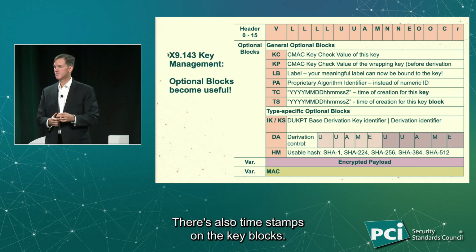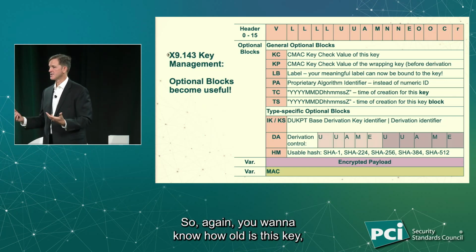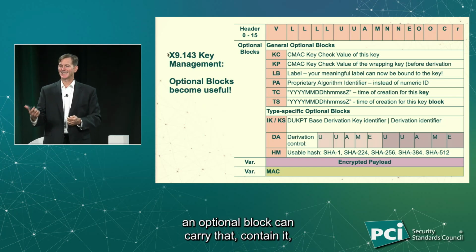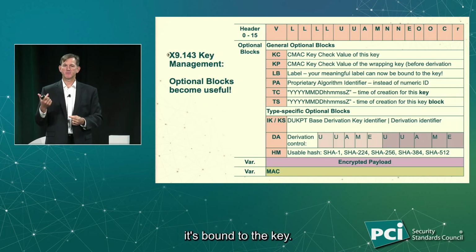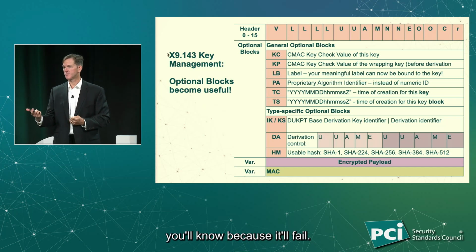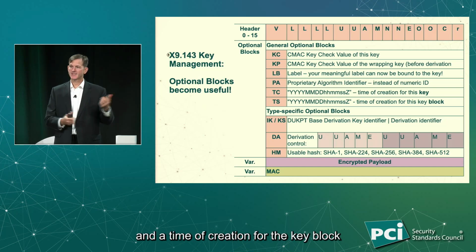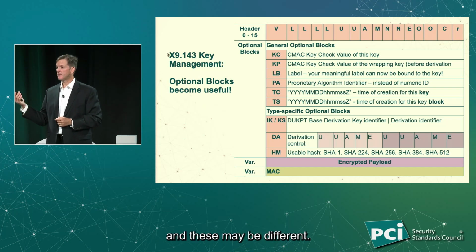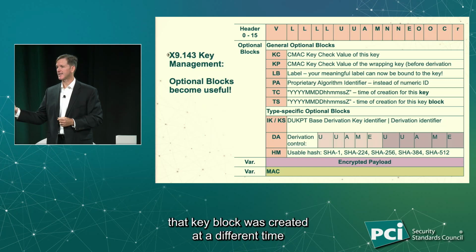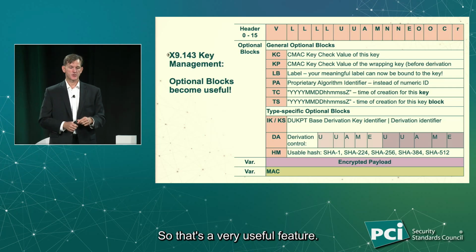There are also time stamps on the key blocks. So again, you want to know how old this key is. An optional block can carry that. It's bound to the key, so if someone messes with it, you'll know, because it'll fail. So you get a time of creation for the key and a time of creation for the key block, and these may be different. If I'm exporting a key, that key block was created at a different time from the original key. So that's a very useful feature.